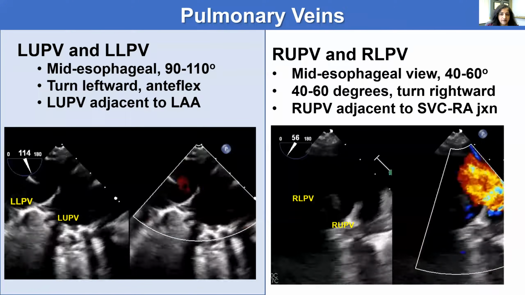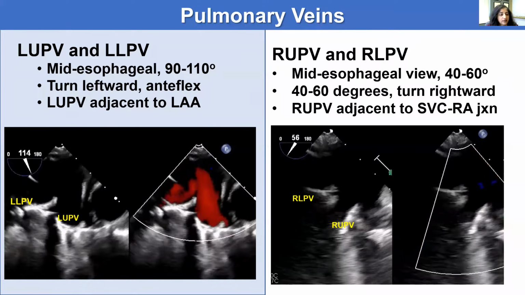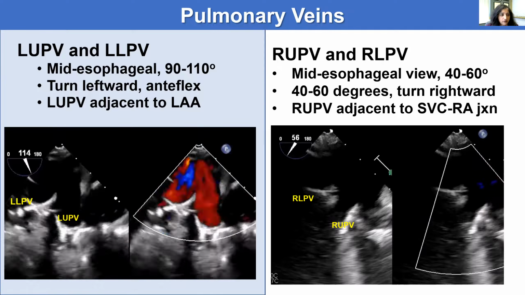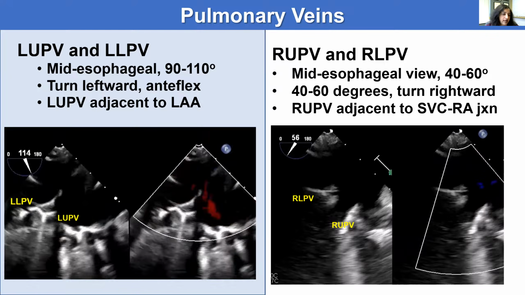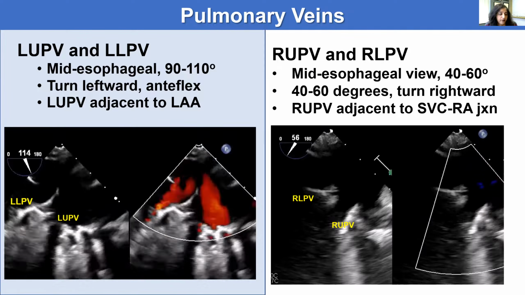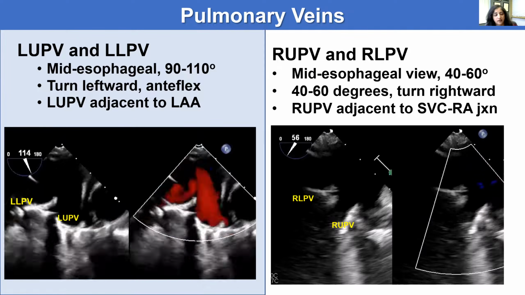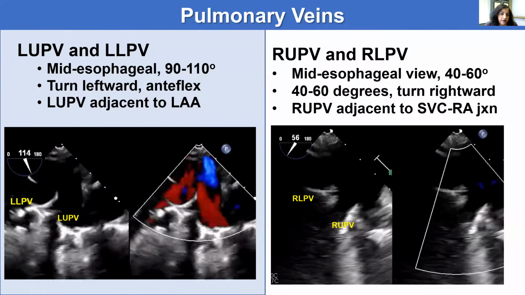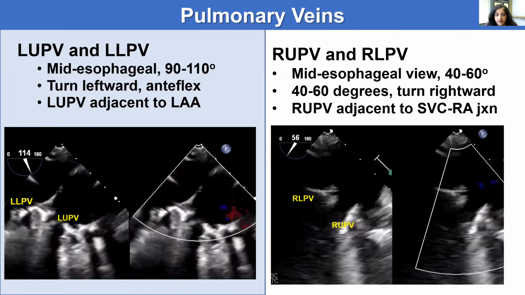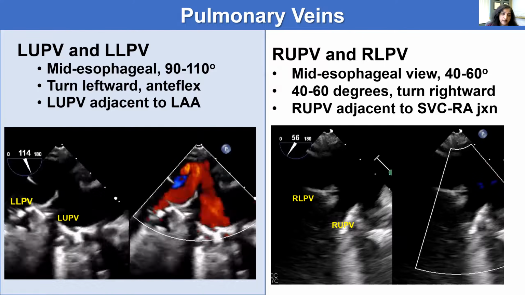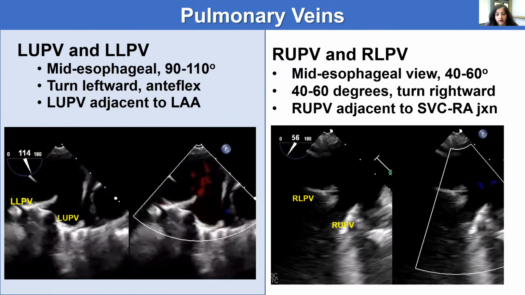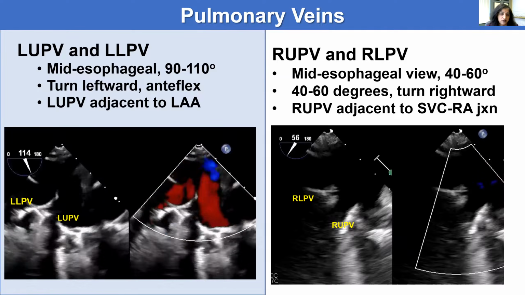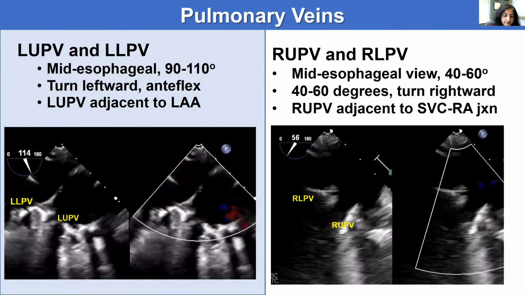And then finally in the esophagus, we can also look at pulmonary veins. The left upper pulmonary veins are often seen at 90 to 110 degrees. You turn leftwards in anteflex. Remember that the left upper pulmonary vein is adjacent to the left atrial appendage, and you can sometimes use that as a guide to then work your way through to evaluate them. The right pulmonary veins, you can see when you turn rightward 40 to 60 degrees. Remember the right upper pulmonary vein is adjacent to the SVC-RA junction, and you can sometimes use that as your guide to find the pulmonary veins.